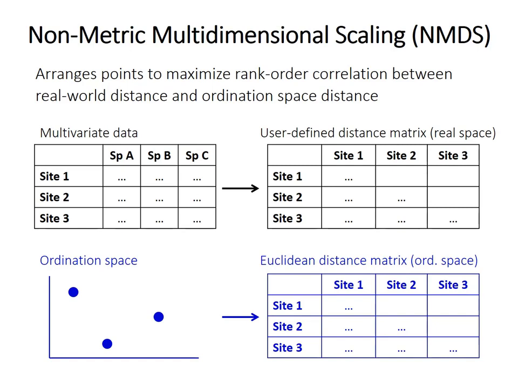So basically then the points are moved around in ordination space until the computer can find the best arrangement, the one that has the highest correlation between the two ranks, or between the rank orders of those 2 distances.